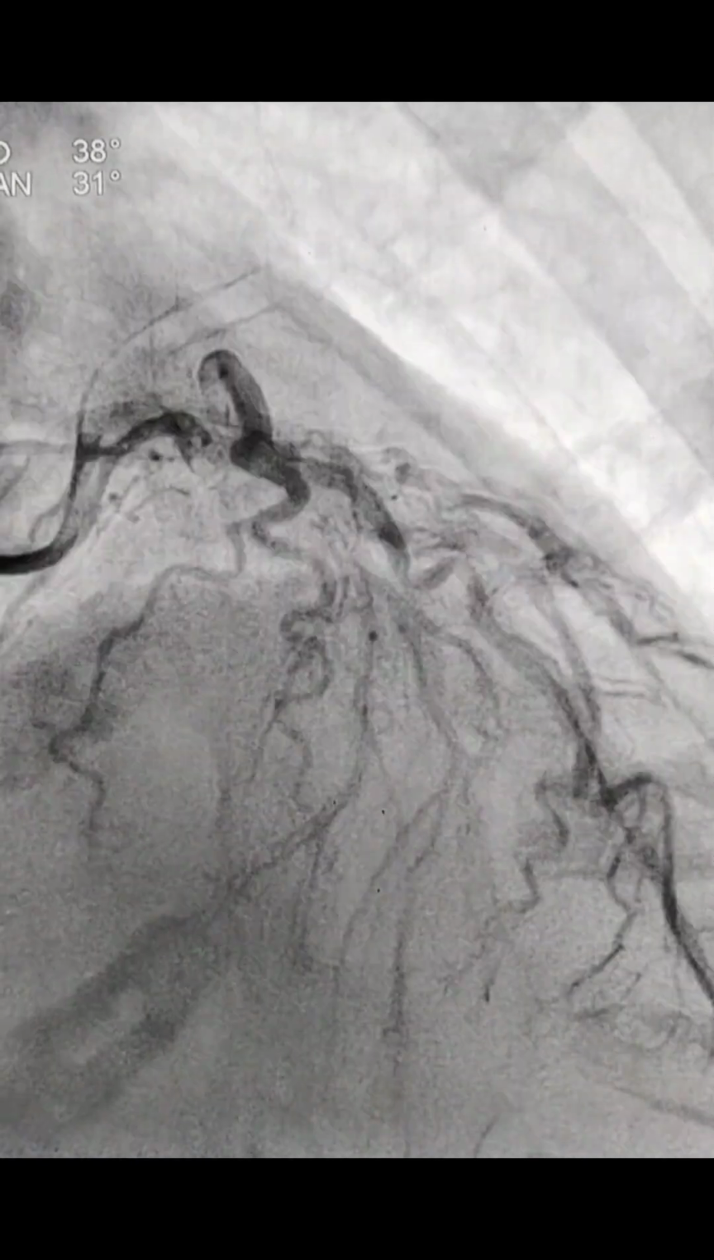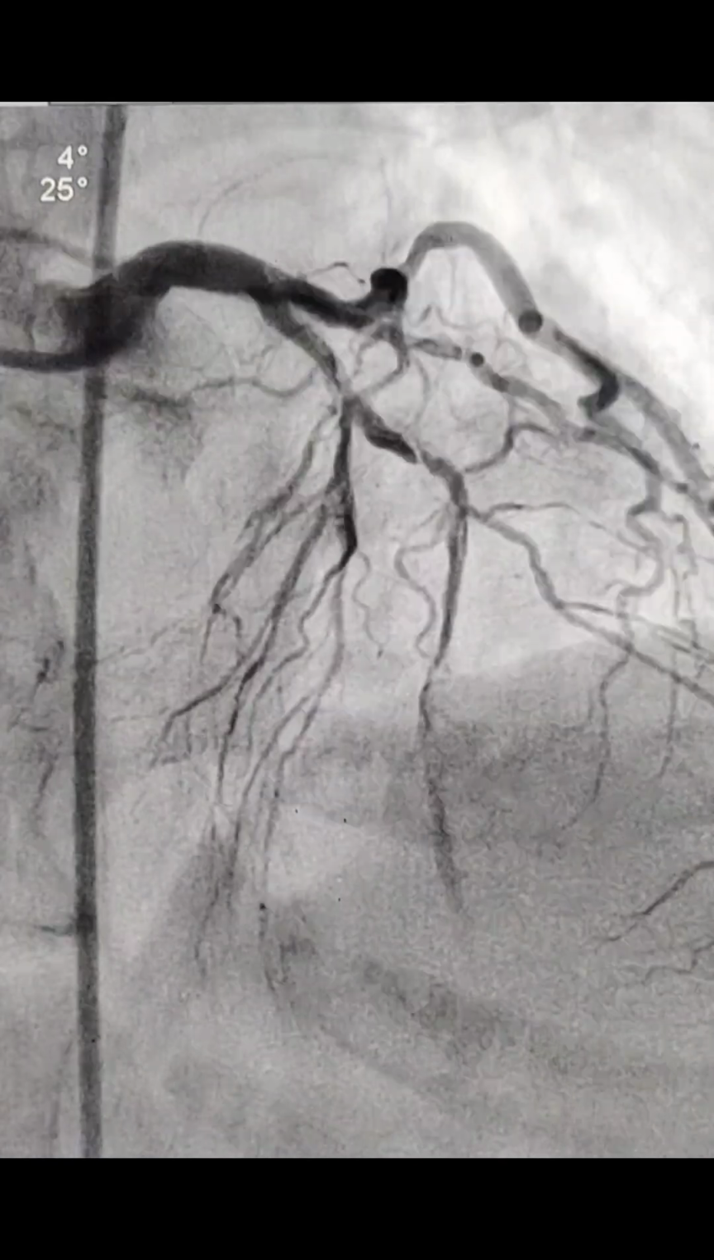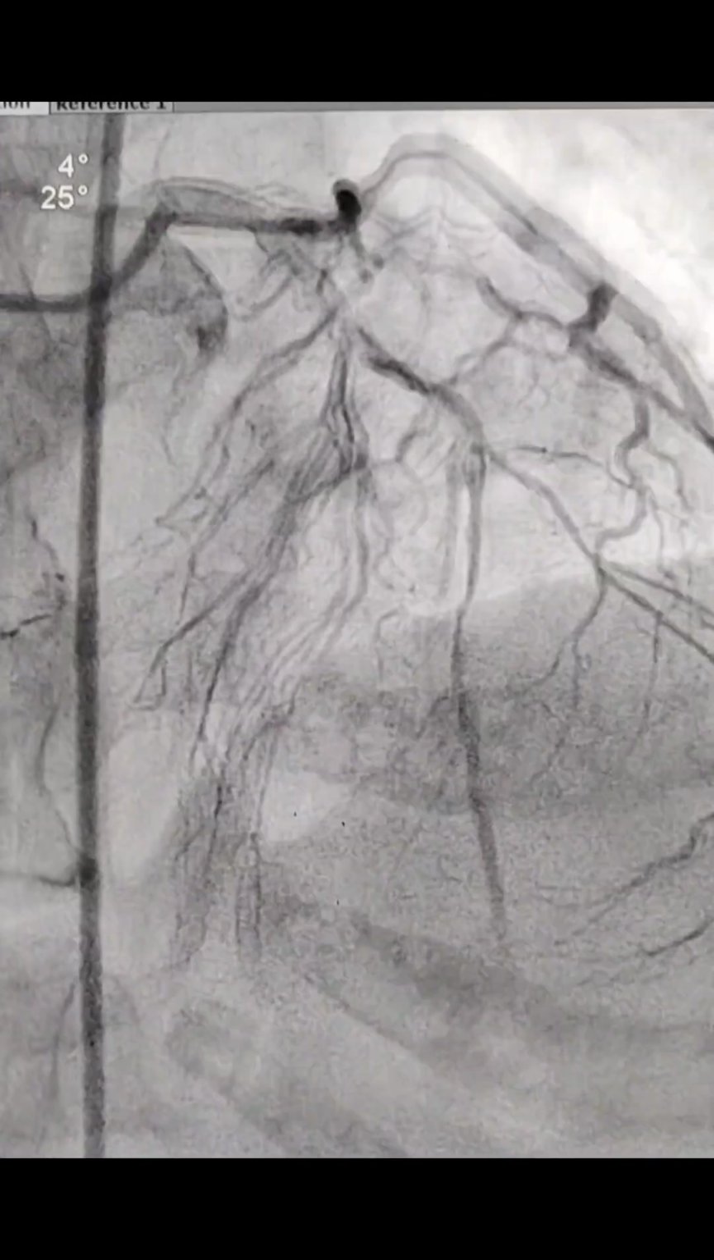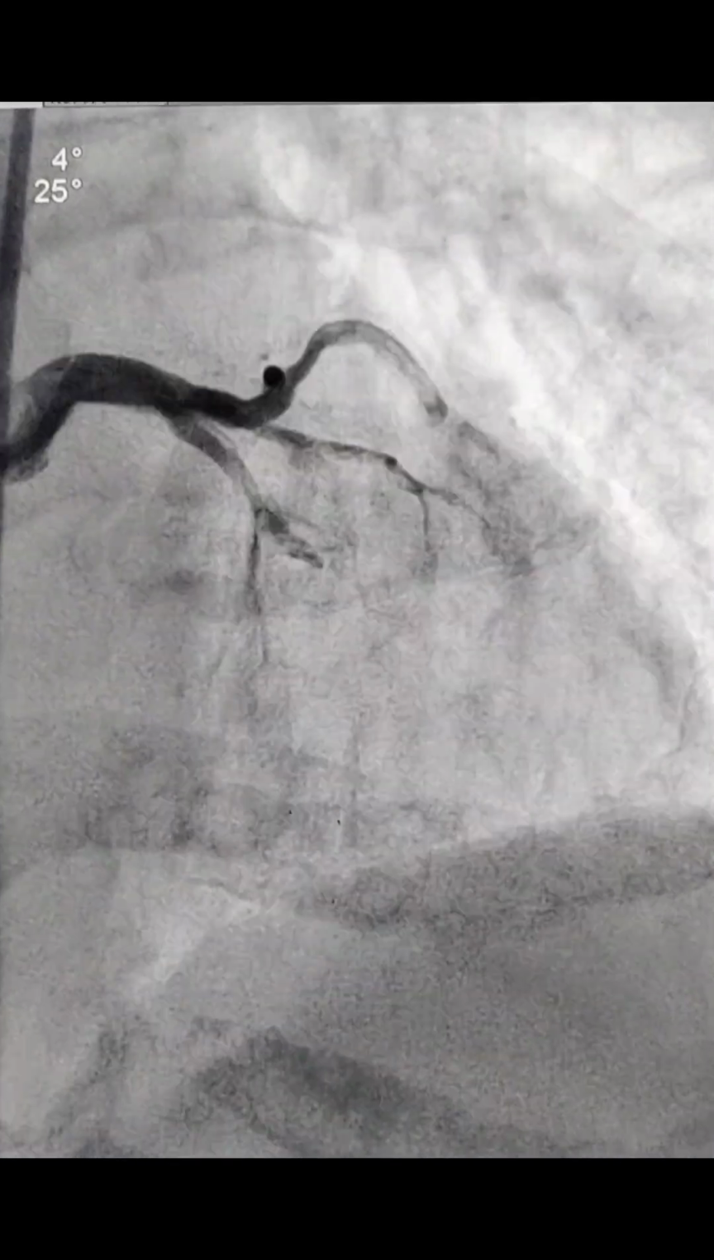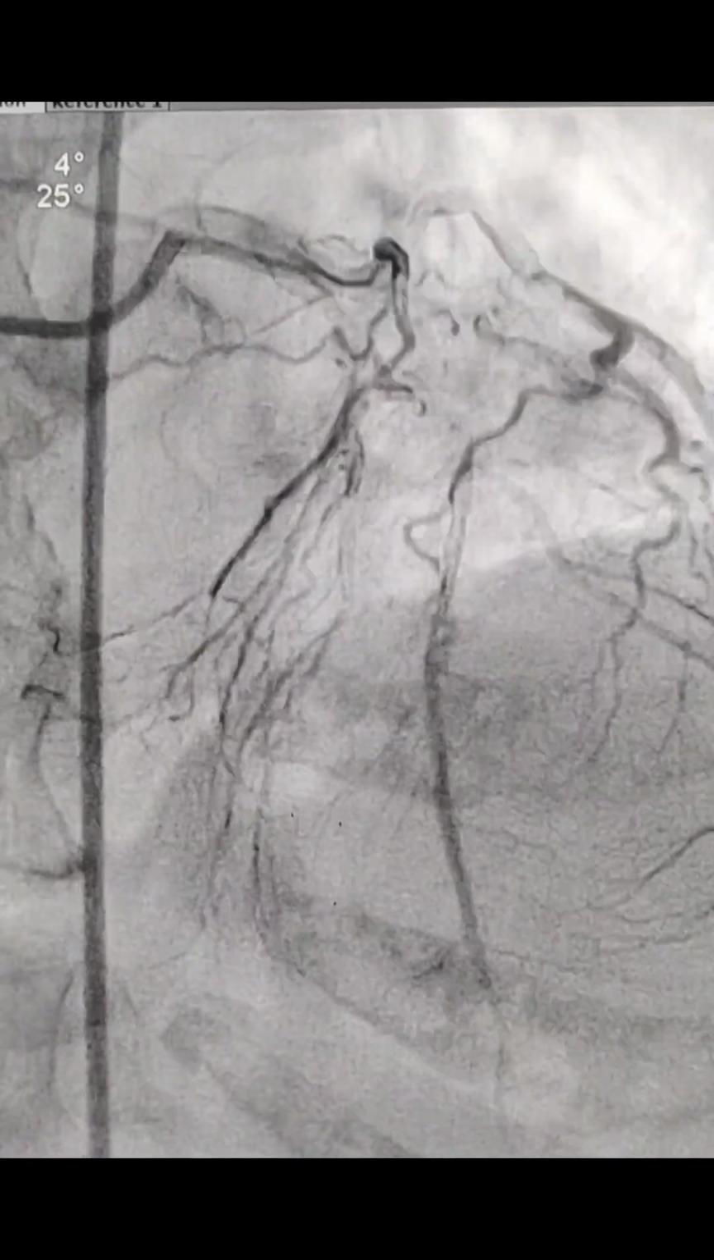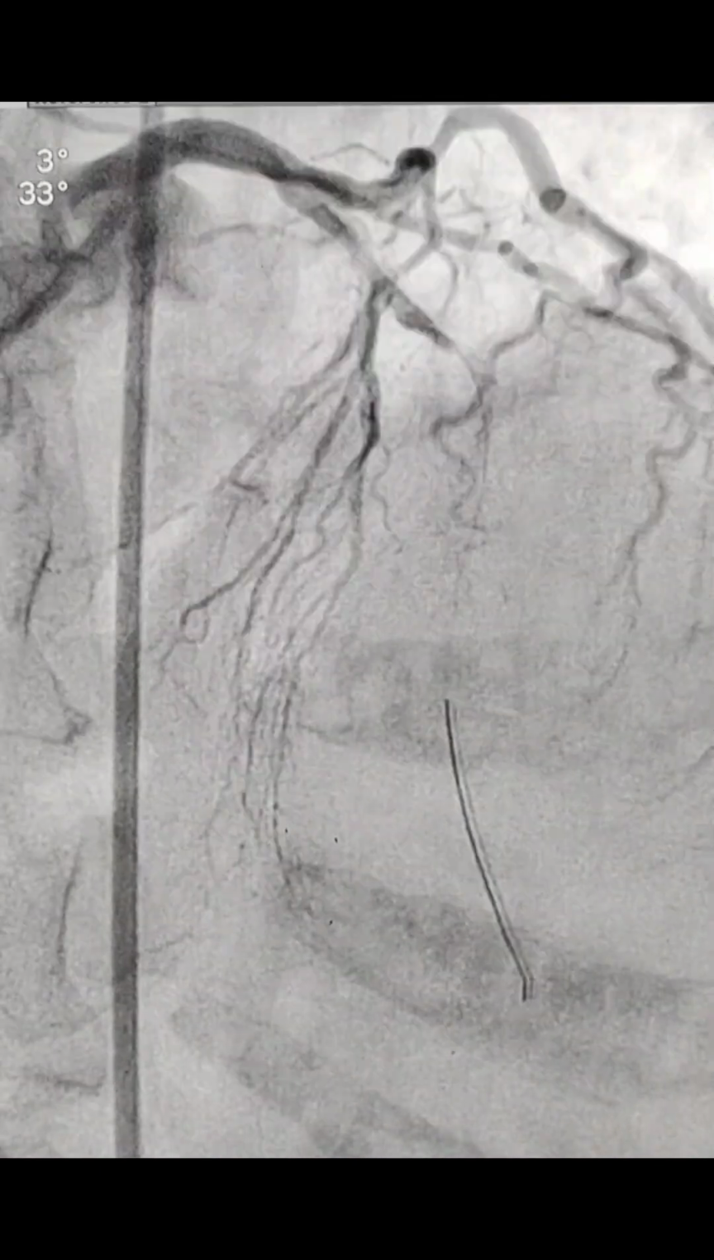This is the right femoral route with the XB 3.5 6F guiding catheter, and then we went ahead with the BMW PTCA wire, and this was the wire. We crossed the wire, and after crossing the wire, this has happened.